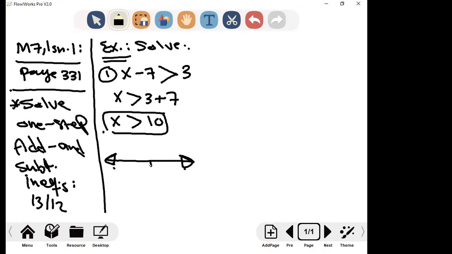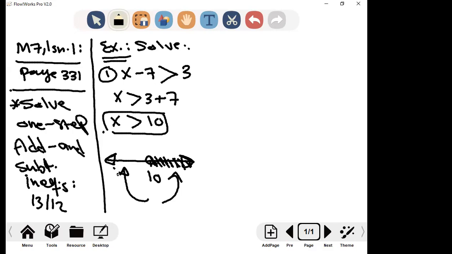I need to graph it. Yesterday we said we put the number. If you don't have an equal sign, it's an open circle. If you have it, it's a closed circle. Here we don't have it, so open circle, more than to the right, okay? What does this mean? This means any number here is a solution for the inequality. Any number here is not a solution for the inequality. And the 10 is not a solution for the inequality, okay?